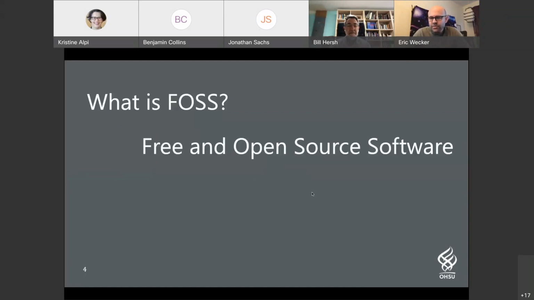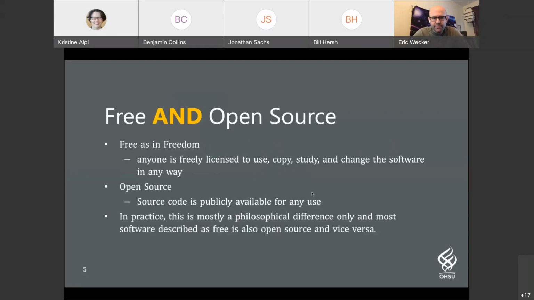What is that? Well, most of you probably know, but FLOSS is free and open source software. Free as in freedom: anyone is freely licensed to use it, copy, study, or change it in any way. And open source means the source code is publicly available for any use. So generally free and open source are one and the same. It's mainly a philosophical difference. That's why we use the term FOSS to encompass all of that.